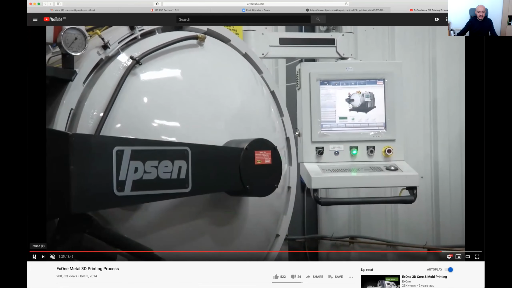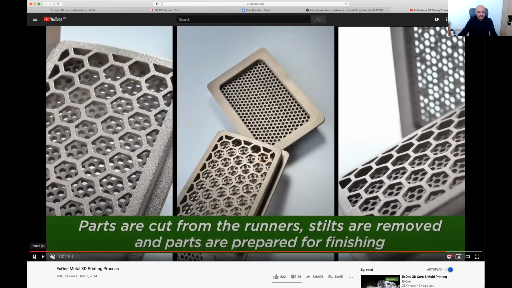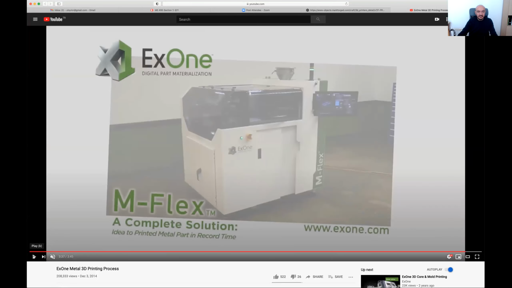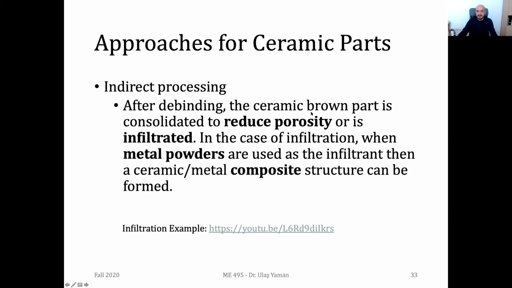Now they are going to remove it. Yes, the product is ready. They obviously cut it from the runners, like in the case of the casting process. And I think they also do a little finishing, but it's not that important. Yes, that's it. Any questions, guys, about this infiltration process? Okay.